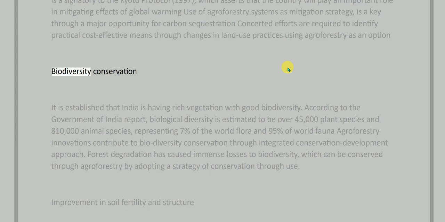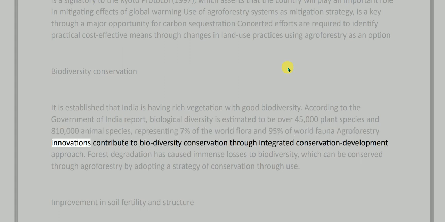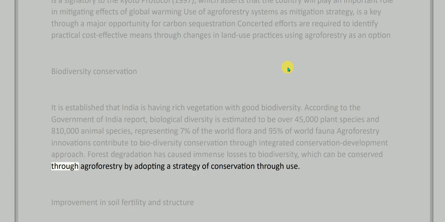Biodiversity conservation. It is established that India has rich vegetation with good biodiversity. According to the Government of India report, biological diversity is estimated to be over 45,000 plant species and 81,000 animal species, representing 7% of the world flora and 6.5% of world fauna. Agroforestry innovations contribute to biodiversity conservation through an integrated conservation development approach. Forest degradation has caused immense losses to biodiversity, which can be conserved through agroforestry by adopting a strategy of conservation through use.